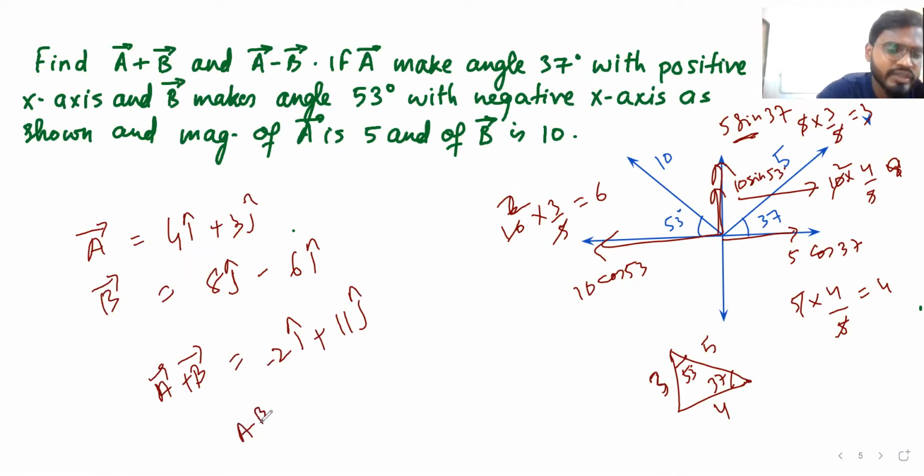If you do a minus b, then the sign of b flips, so the minus 6 becomes positive, giving 10 i cap. A calculation mistake may happen, but you can do it yourself. You understood the concept, that is what we should understand here. Then 3 minus 8, so minus 5 j cap. That is the a minus b vector. So a plus b and a minus b.